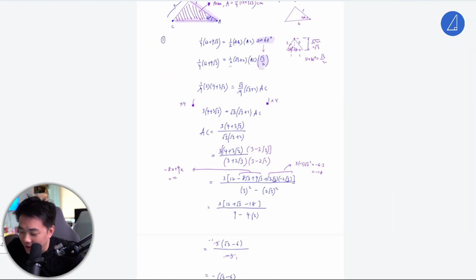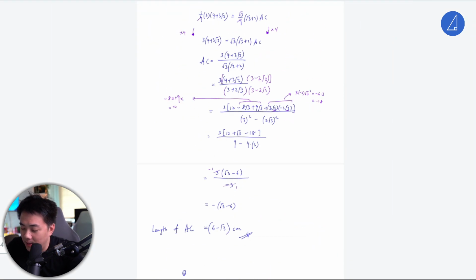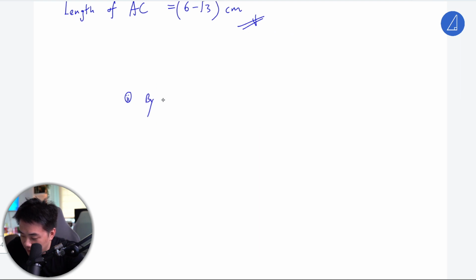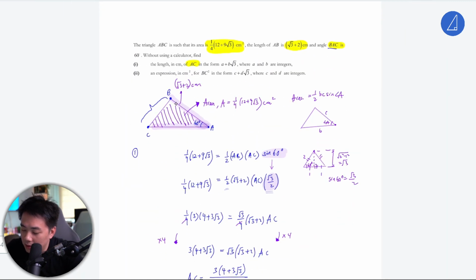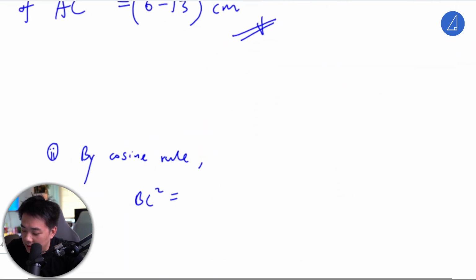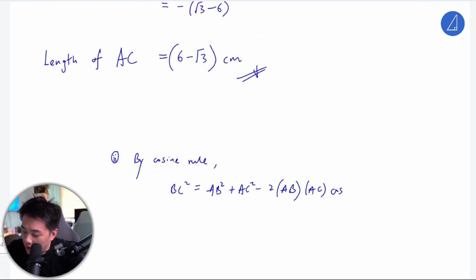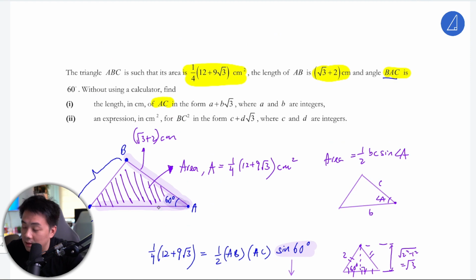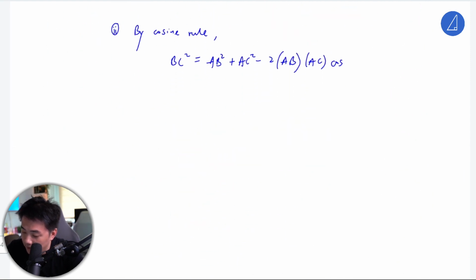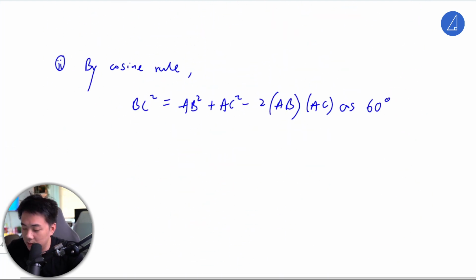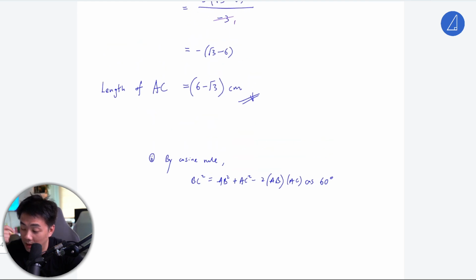We know that the opposite square. So by cosine rule, BC square is equal to these two sides add up. AB square plus AC square minus 2AB AC cosine how much? 60. Alright, so I'm just gonna put 60 there. 60 degrees. Great. So now we could write it down.